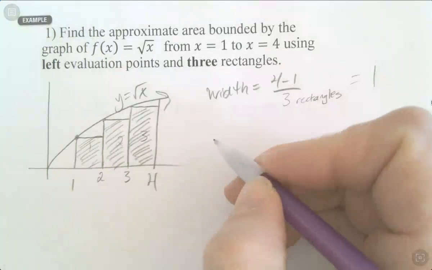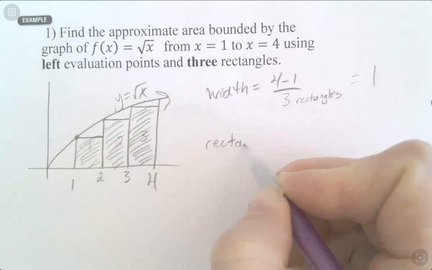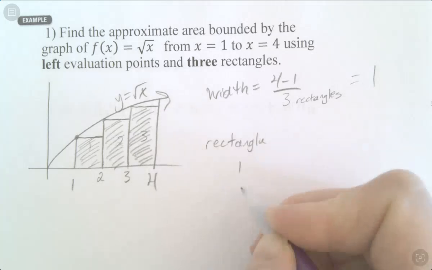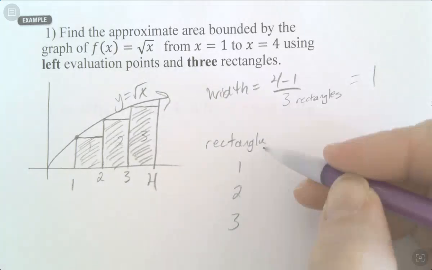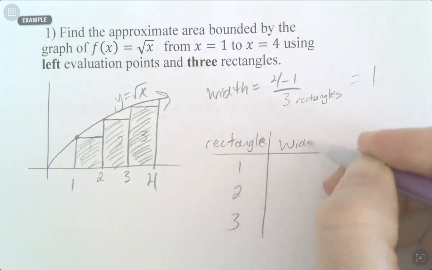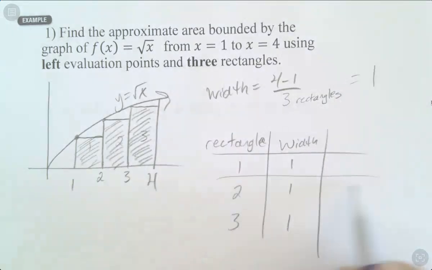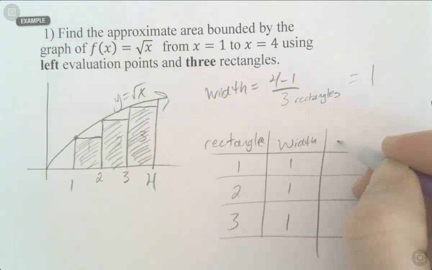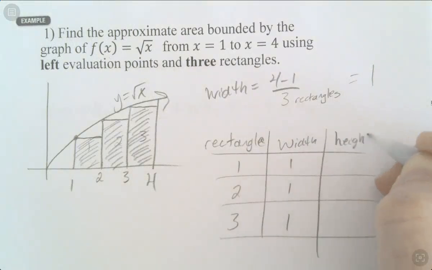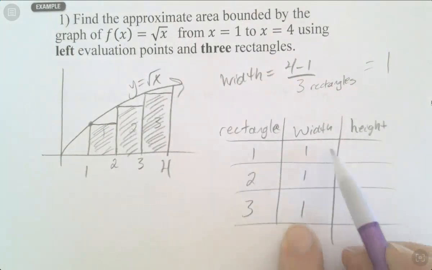So sometimes I like to organize a little chart here. So we're looking at our rectangles. We've got rectangle 1, rectangle 2, rectangle 3. The width for all of them is what? 1, 1, and 1. Let's talk about the height. I'm going to give you a minute to catch up here if you're copying down this table. Well, let's talk about the height.